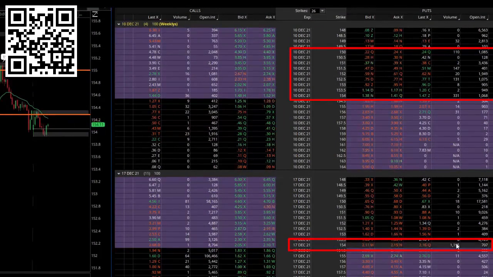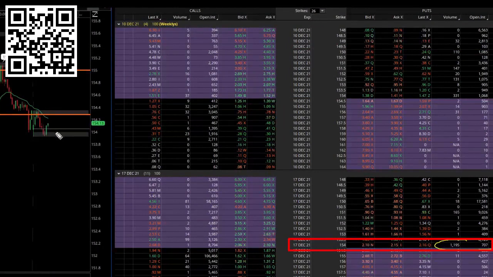Or even better, look at the options volume. Look, they are raising the bets at 154, but the stock is still not breaking down. So we wait. But they are here for sure. Puts at 154.